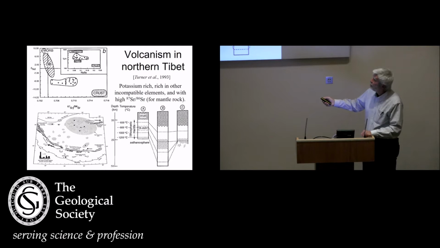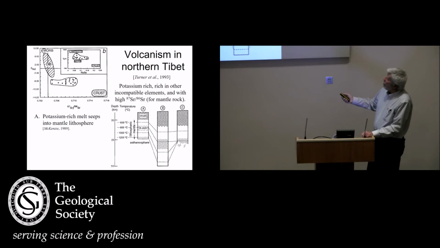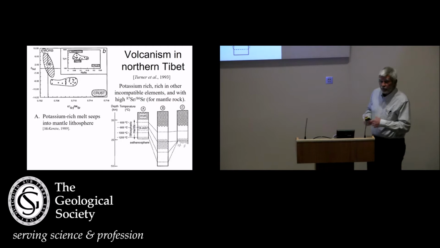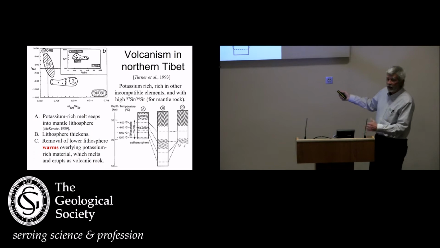What Turner argued was that for a long time you had mantle lithosphere there. Potassium-rich melt seeped into the mantle lithosphere. This was a paper of Dan's back 30 years ago. And it comes in. It doesn't bring any heat because it's a small amount, but it's full of these incompatible elements. It's full of volatiles, and it seeps in, metasomatizes the mantle. Then you stretch this, you thicken, so you stretch this column taking it down deeper, and then when you remove the lower lithosphere, you wind up warming that potassium-rich, that volatile-rich mantle lithosphere down here, and you get the melts that are seen above.